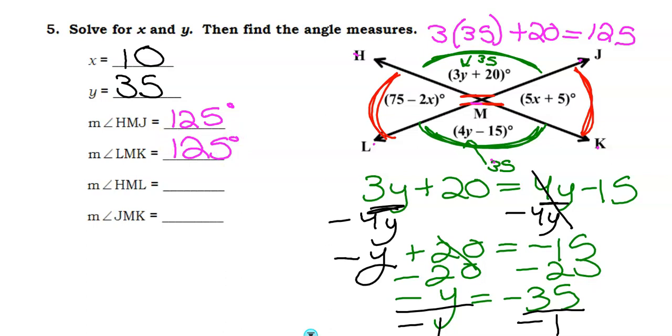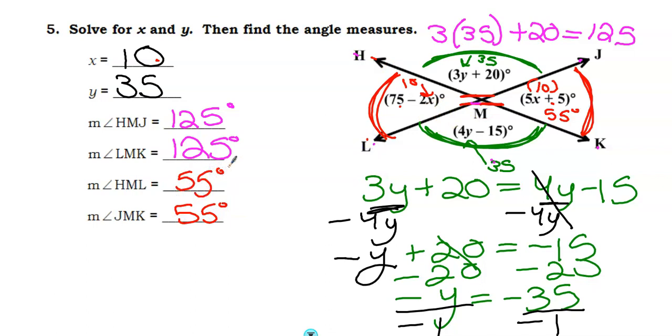Now I have to find out what these values are by plugging in the value of x, which is 10. So I'm going to plug 10 in to both of them. 5 times 10 is 50, plus 5 is 55 degrees. So JMK is 55 degrees. HML should also be 55 degrees.